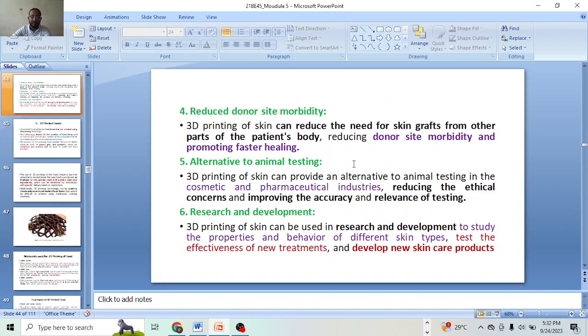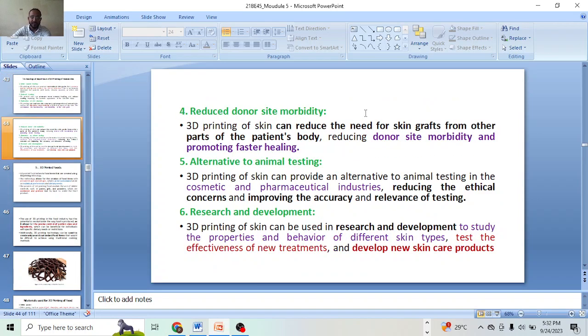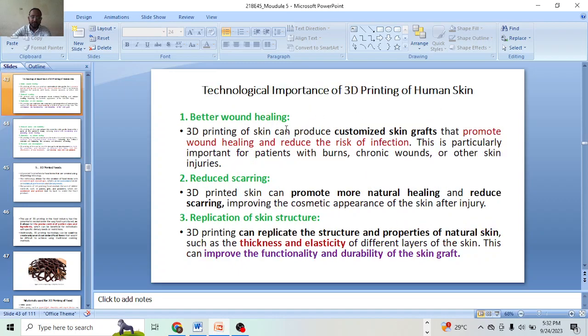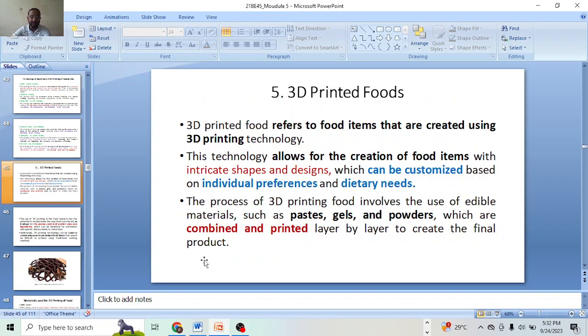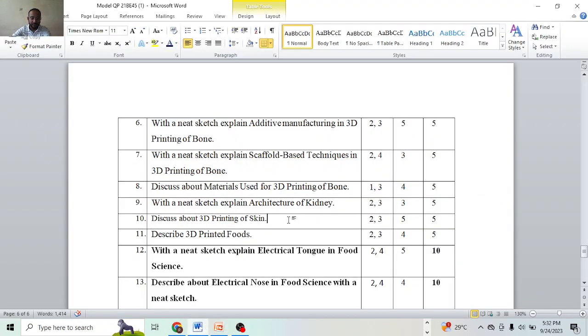Design based on your this thing. Technological importance, there are around 6 things. No need to explain, you can mention for 5 marks. For 10 marks, you keep on explaining, understanding. So that was about skin.